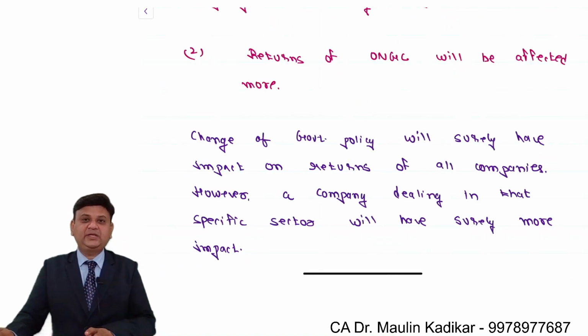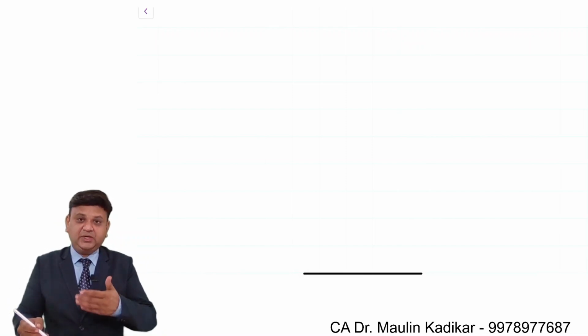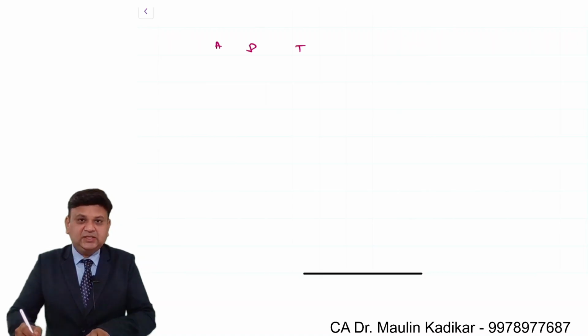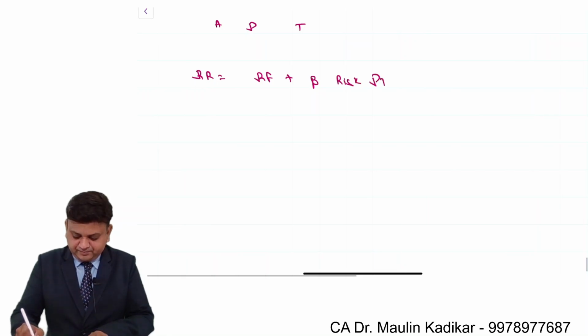As far as the arbitrage pricing theory is concerned, this theory has a kind of explanation in this way. This theory says that we will compute the required rate of return as RF plus beta into risk premium, plus beta into risk premium, plus beta into risk premium, and so on.